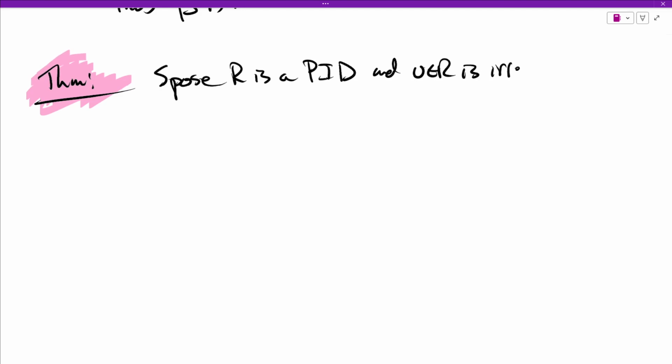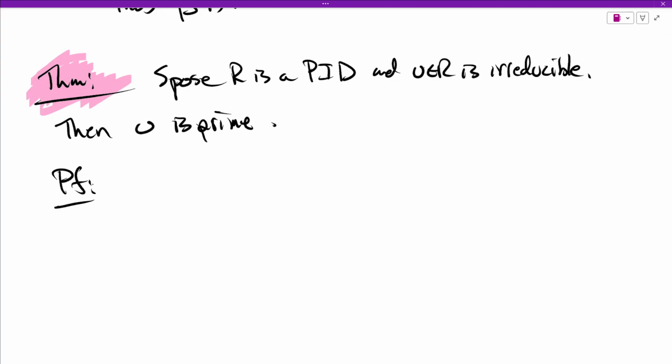Okay, our last result for this section is another result we promised. So suppose R is a PID and U in R is irreducible. Then U is prime. Proof.